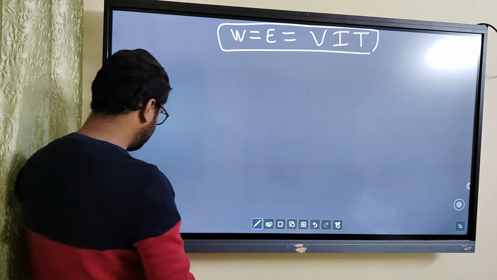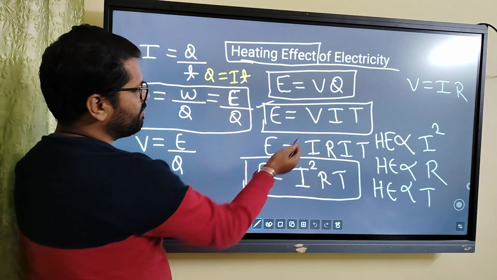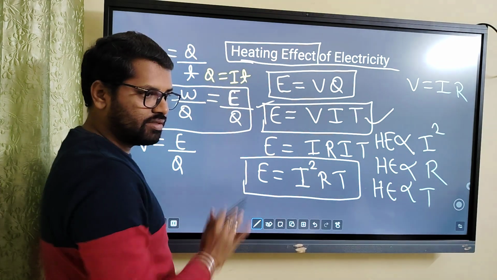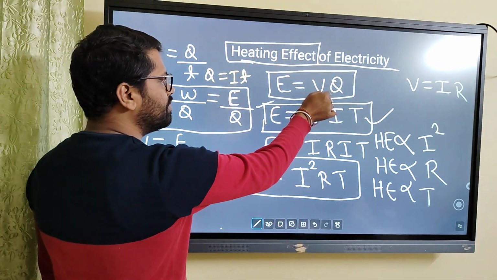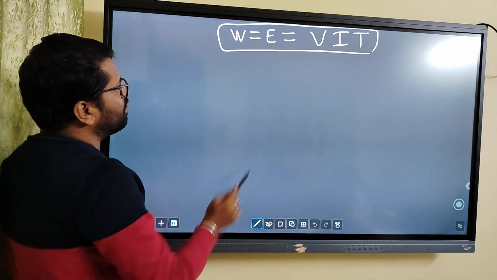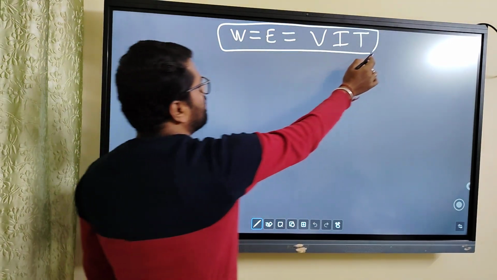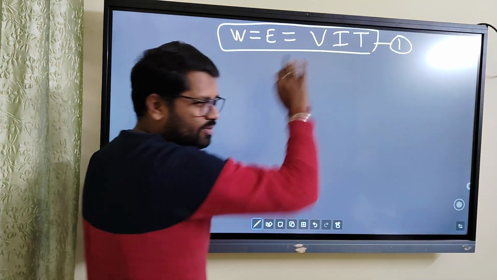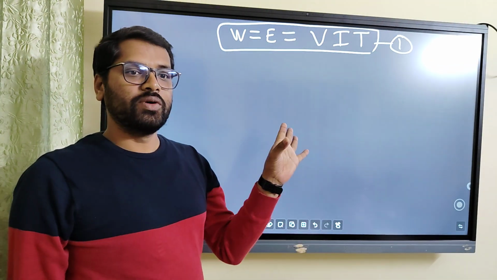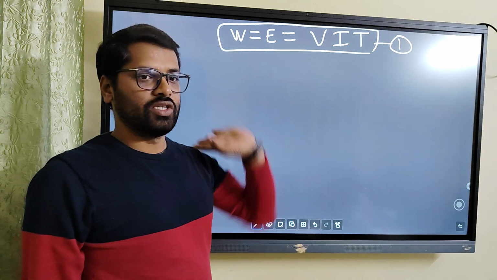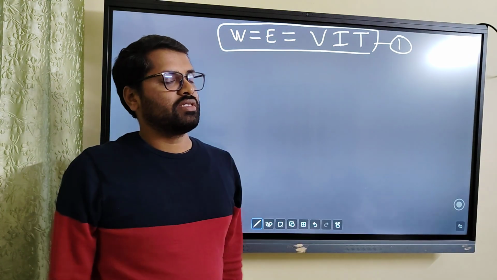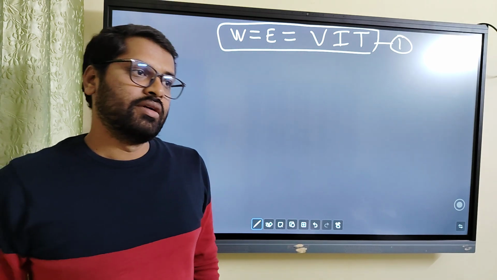If you see the last slide, we got first VIT only, right? E equals VIT. This we got first, when you replace Q with IT, you will get VIT. Now, this is important. If you know this formula, next we'll see power. Power also you'll be knowing, and energy also. So only this formula you should know. And how to remember this?